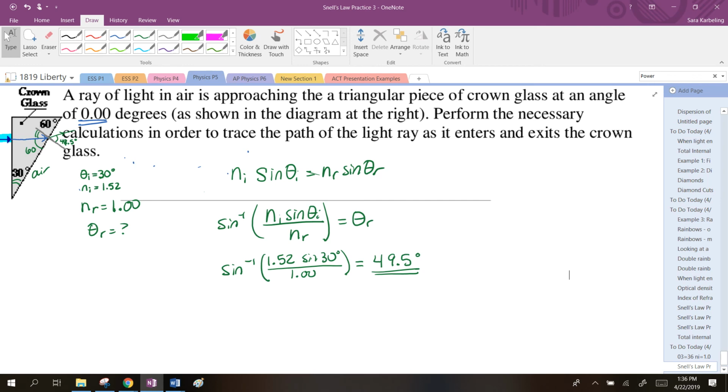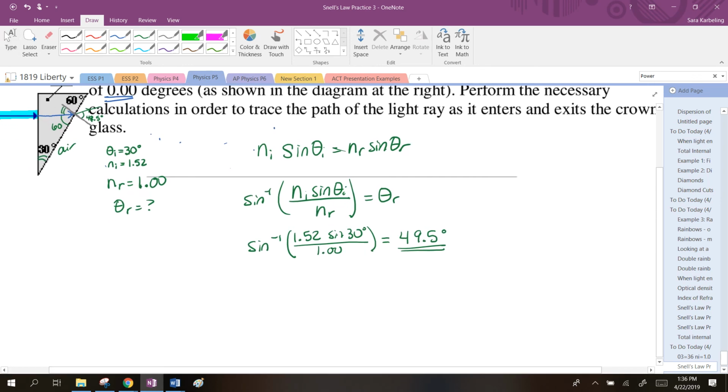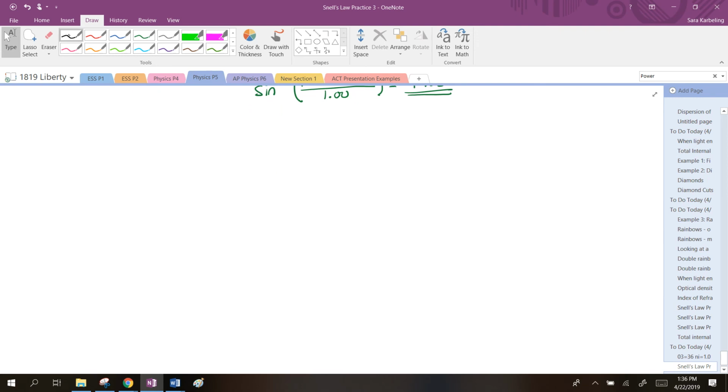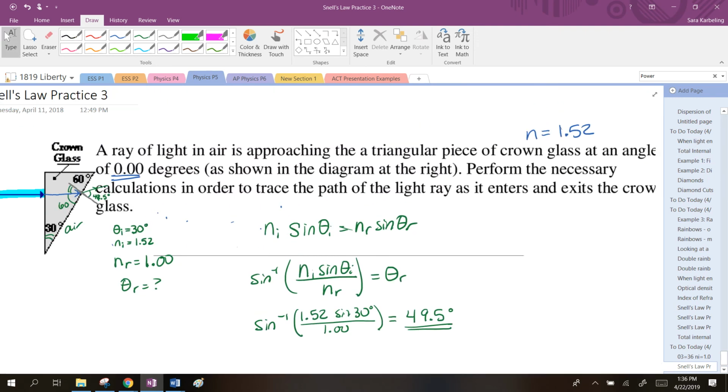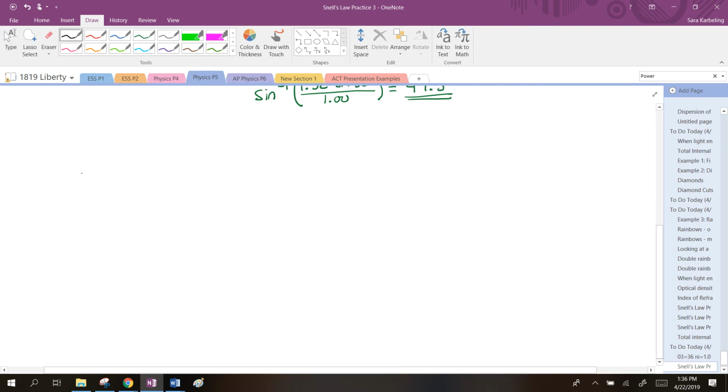Here's my extension question for you real quick to make sure that we really get this. Same situation. I'm just going to take that piece of glass and rotate it 90 degrees. I'm going to draw it really big just so that I can see it. It's still that 30, 60, 90 piece of crown glass. So this is a 30-degree angle up here. This is 60 down here.